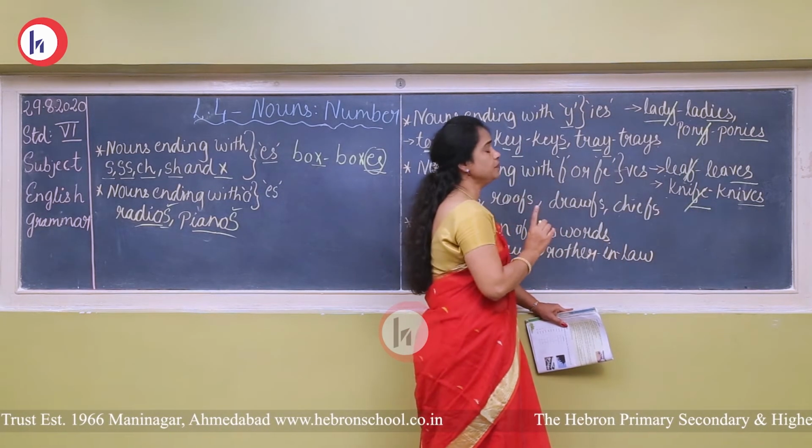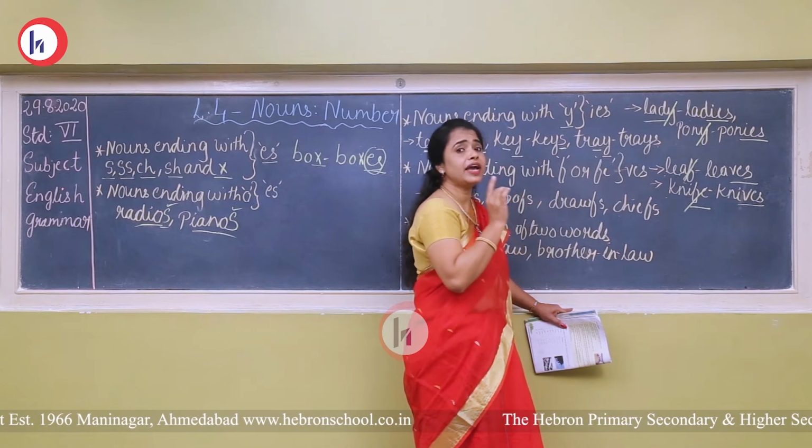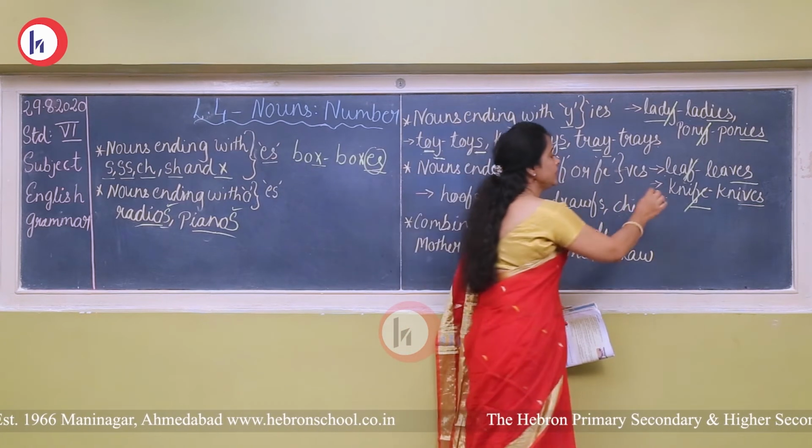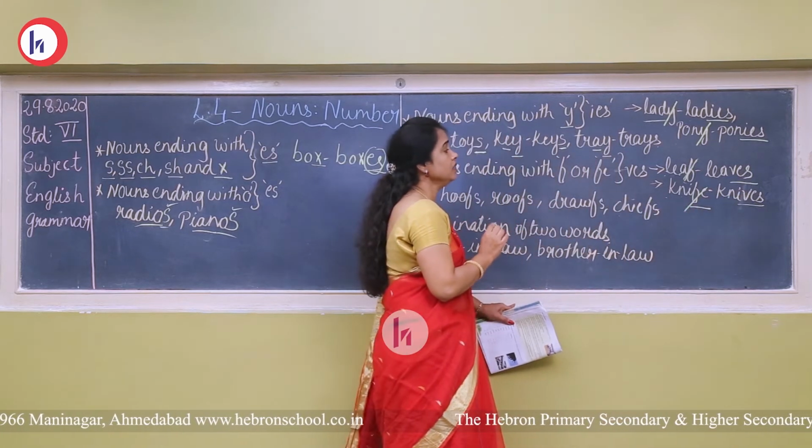So this is the basic rule for nouns ending with F and FE. K-N-I-FE, knife; K-N-I-VES, knives. Instead of FE, we are writing VES.